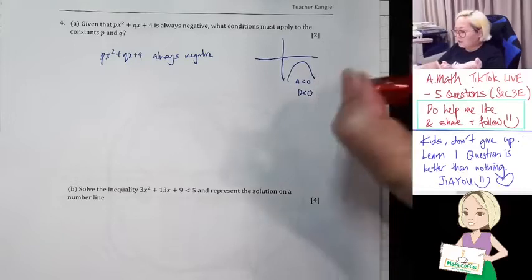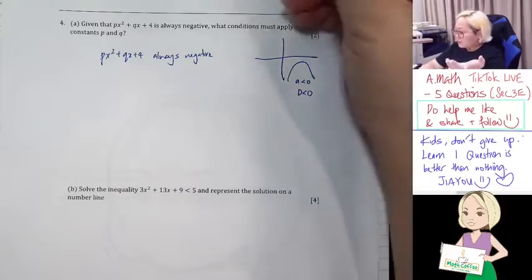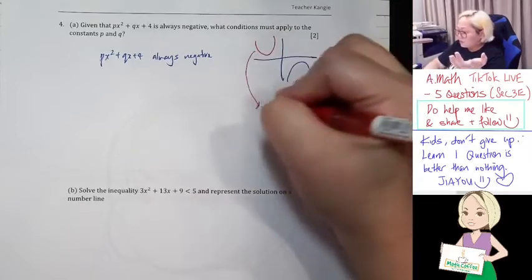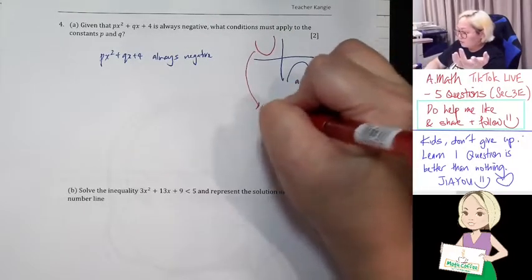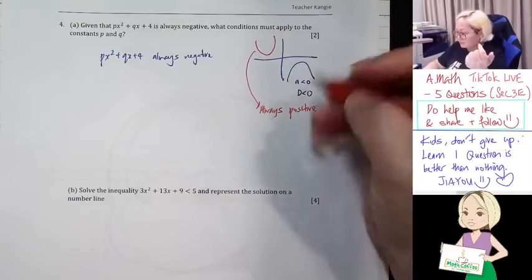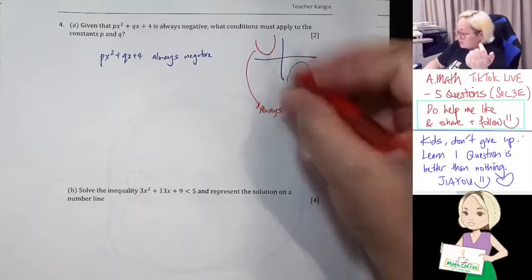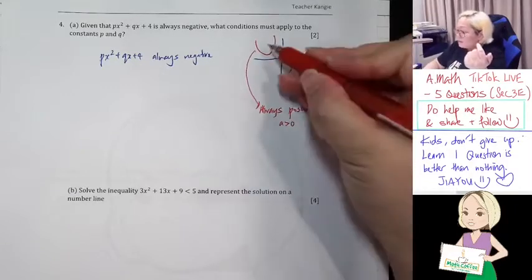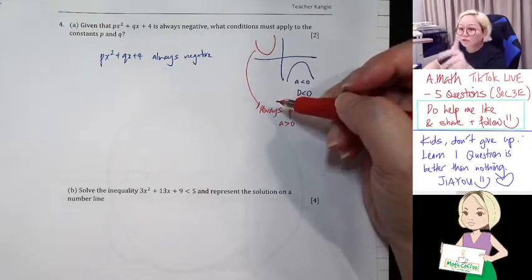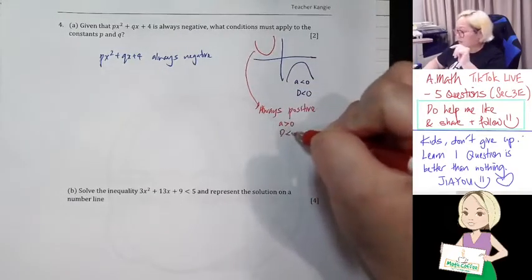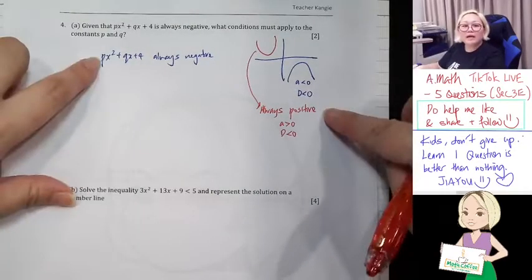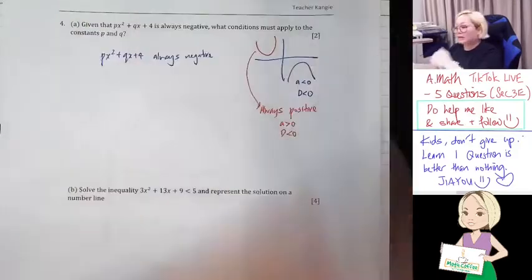So additional information: if they say it's always positive, the two conditions are a happy face, so my a is more than 0, and because it's always positive, it's above the x-axis, it still does not cut the x-axis. So it means that the discriminant is still less than 0. For this question it is the blue color. The red color is just another condition.